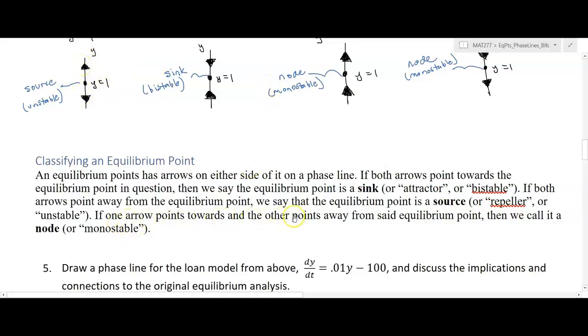If one arrow points toward and the other points away from said equilibrium point, then we call it a node or monostable. And there are two examples of nodes. Those are these two.